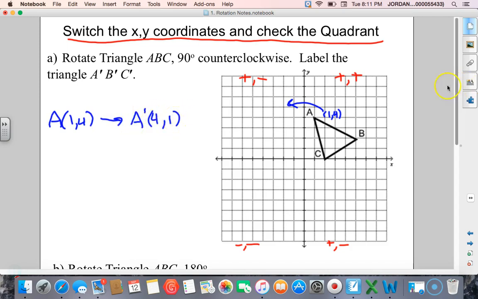But the thing that you need to remember is the signs. Okay, so you switch the x and y's, which is what we did, but now you got to check the signs in that quadrant. So this quadrant that I'm going to be in now, the x's have to be positive, so I'm going to leave the 4 positive, but the y coordinate has to be negative. So I need to make this a -1. So my new coordinate for A prime is going to be the point 4.